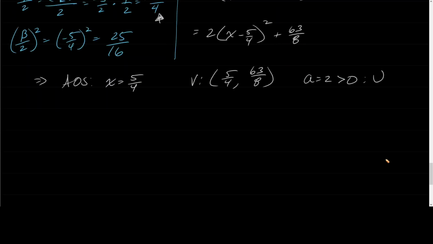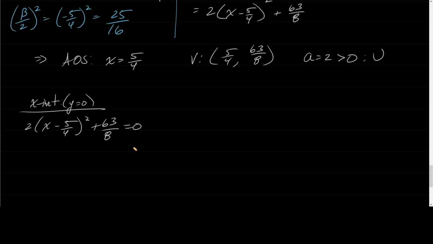We need intercepts. So let's get our x-intercept, which remember is when y is equal to 0. And I'm going to do that from this. So we have 2 times x minus 5/4 squared plus 63/8. Set that equal to 0. Right, and then, well, solving here, I end up with x minus 5/4 squared is equal to -63/16, right? Move this to the other side, it's negative, and then if I divide both sides by 2, it's the same thing as multiplying by 1/2, and that's how I get that over 16.